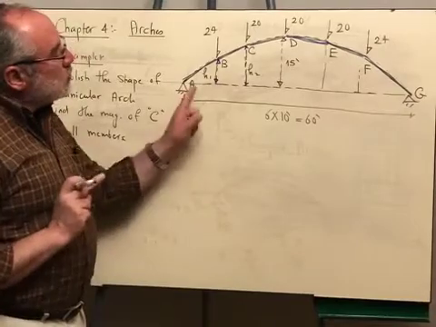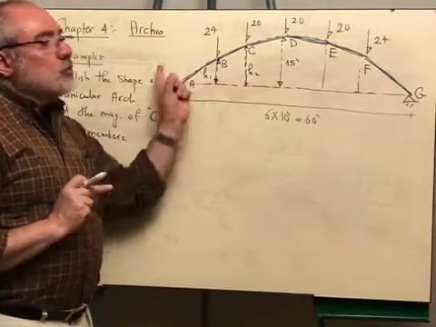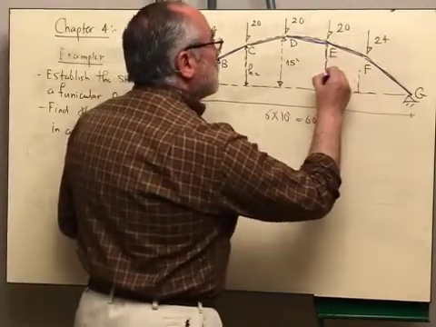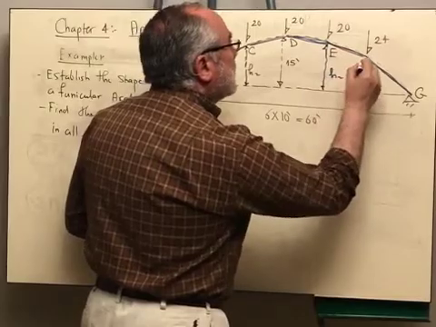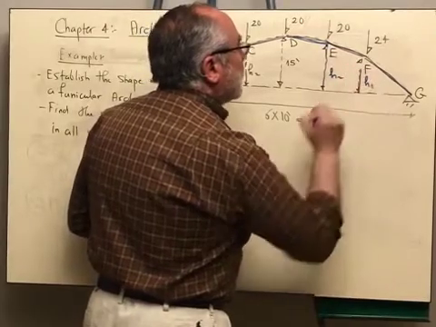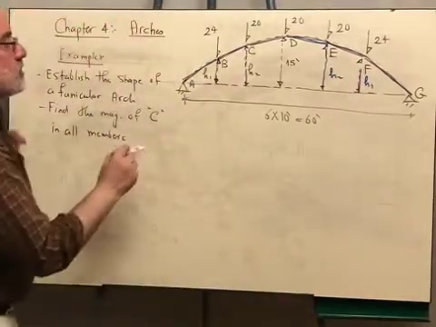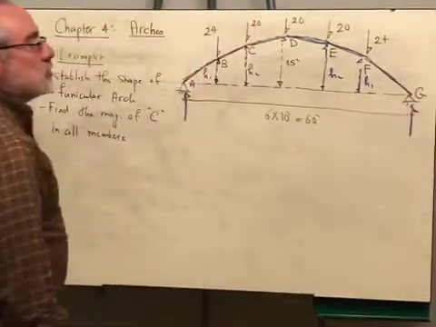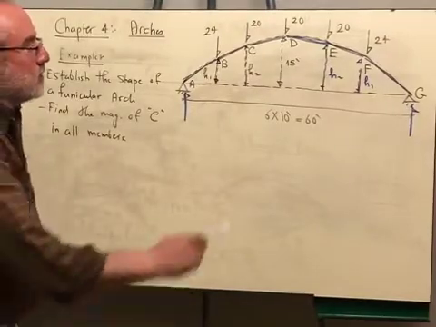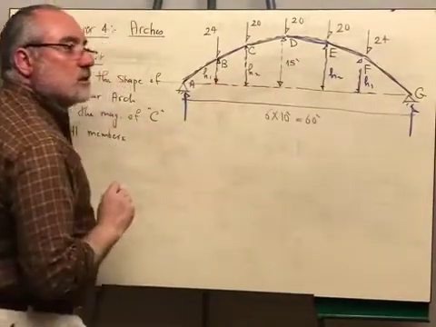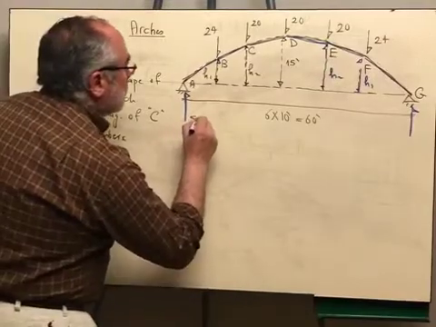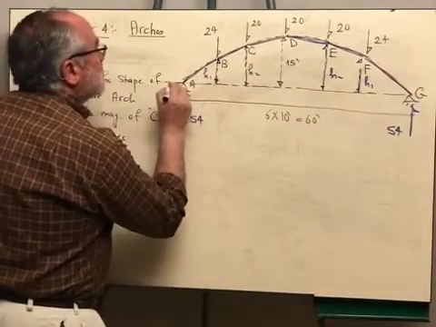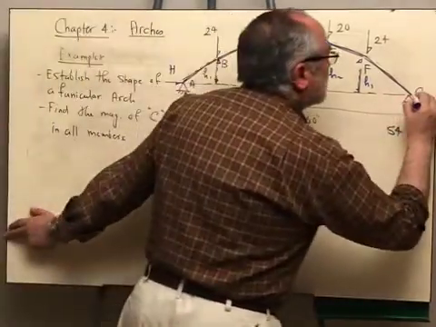So all I need is to determine H1 and H2 so that this will qualify as a funicular arch. Of course, this value is H2 as well from symmetry, and this value is H1 from symmetry. From symmetry, the reaction here and the reaction here are equal, and equal to half the magnitude of the loads applied. This is 60 and 48, 108 over 2. So this is 54 and this is 54. Now I need to get the horizontal reactions.